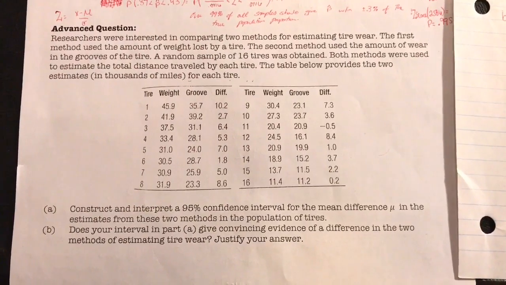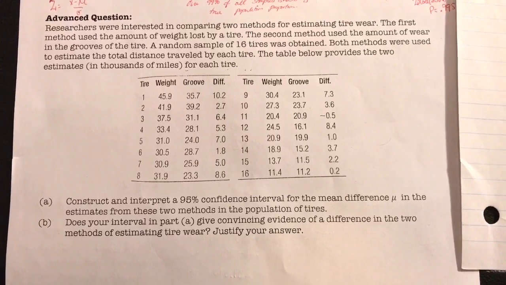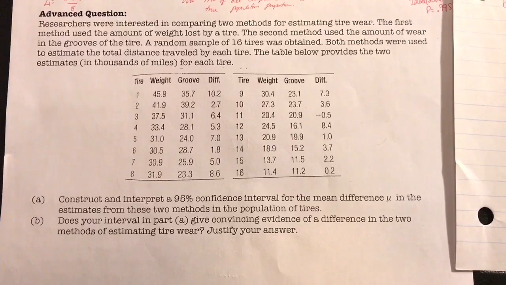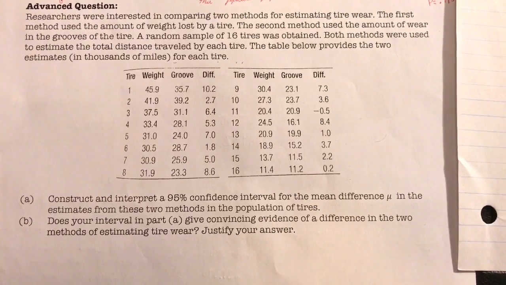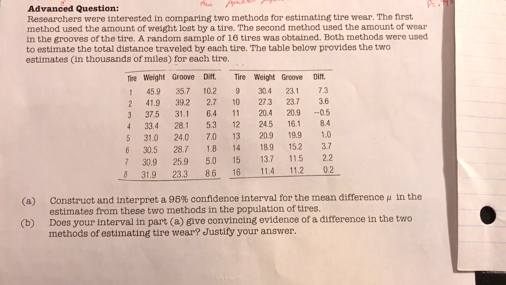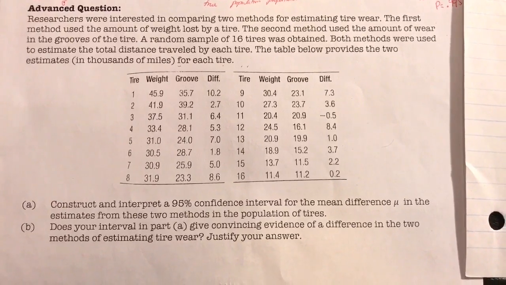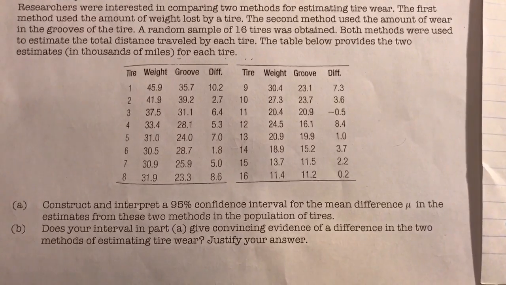Okay, moving on to your advanced question, which is about researchers who are interested in comparing two methods for estimating tire wear. The first method used was the amount of weight lost by a tire, and the second was the amount of wear in the grooves of the tire. They used a random sample of 16 tires, and both methods were used to estimate the total distance traveled by each tire. And this is all explained in the table below.